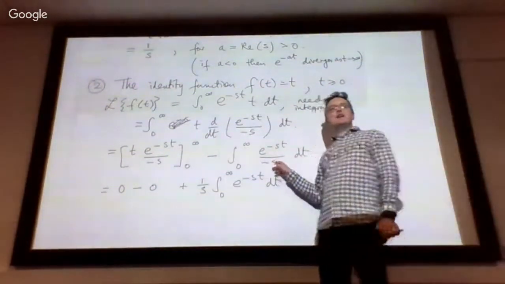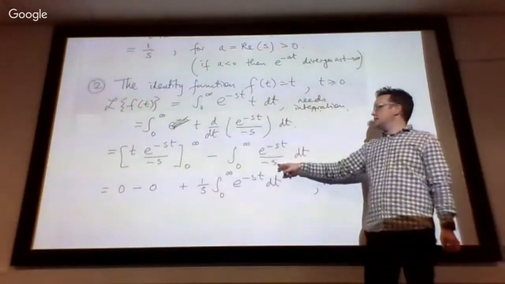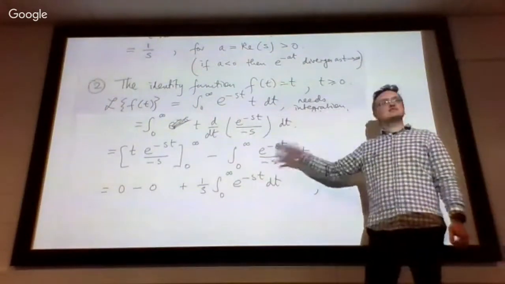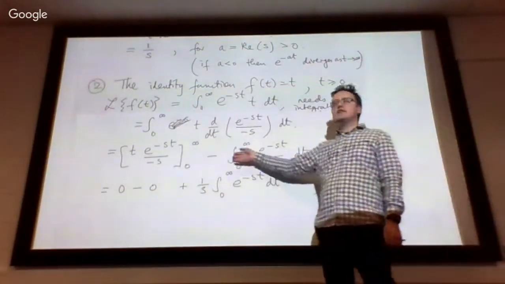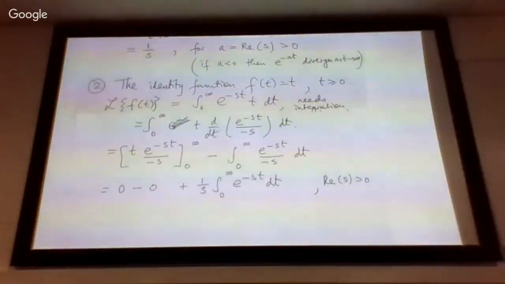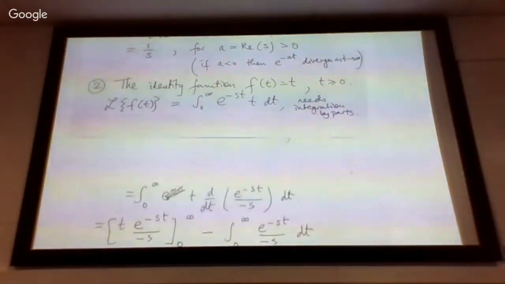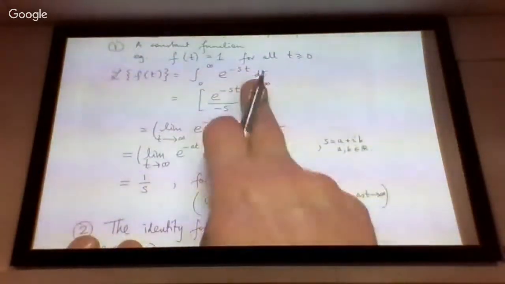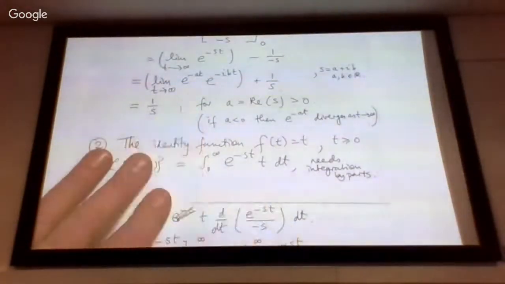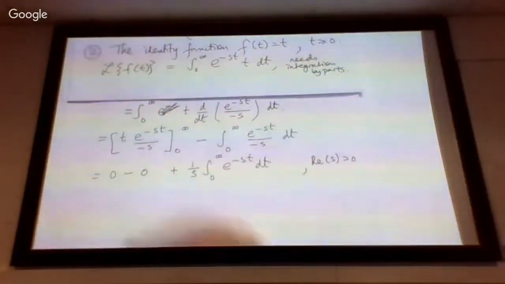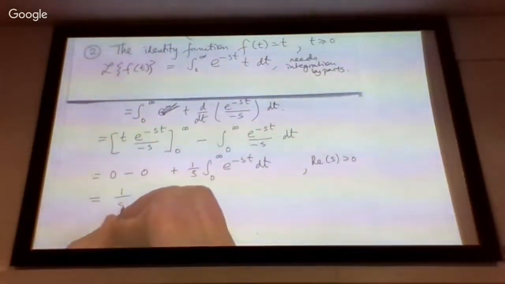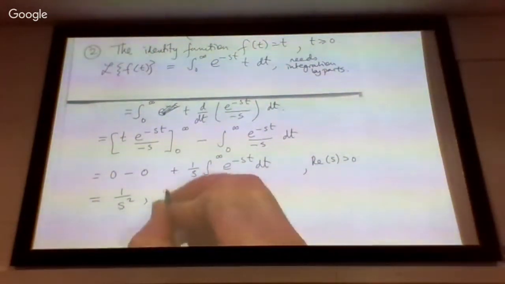Remember, s is a new variable. It's independent of t. So in this t integral, this s just acts like a constant, so it can move outside. But then this integral is the one we just did a moment ago, up here. It had the value 1 over s. So that becomes 1 over s squared.